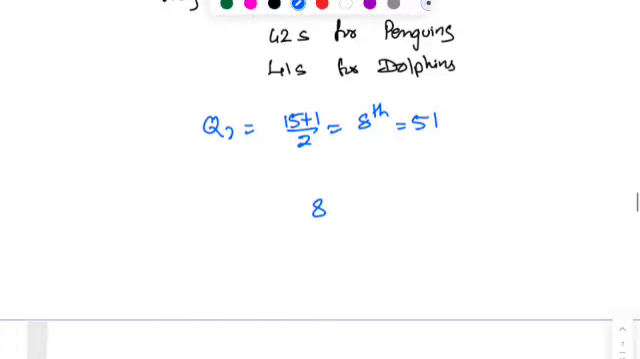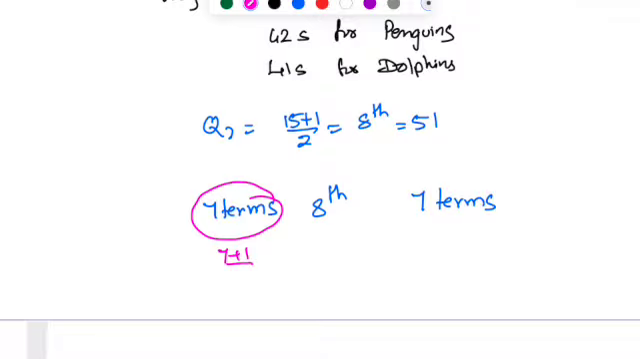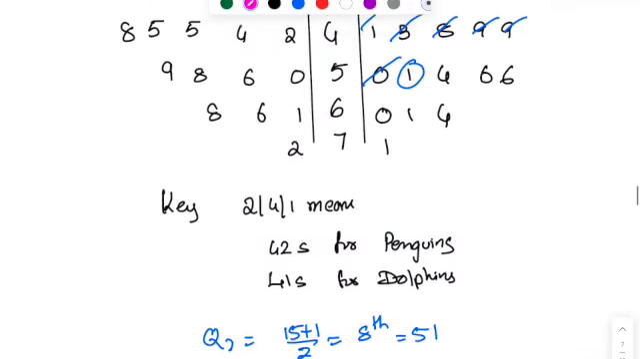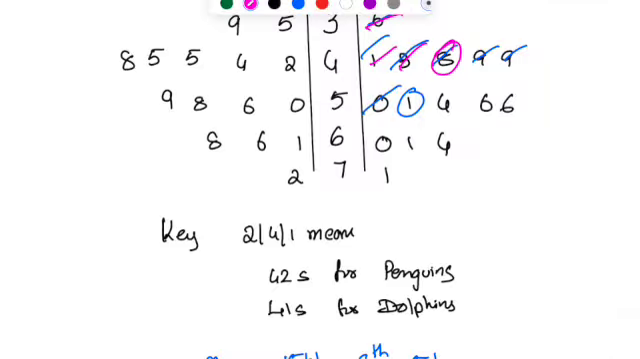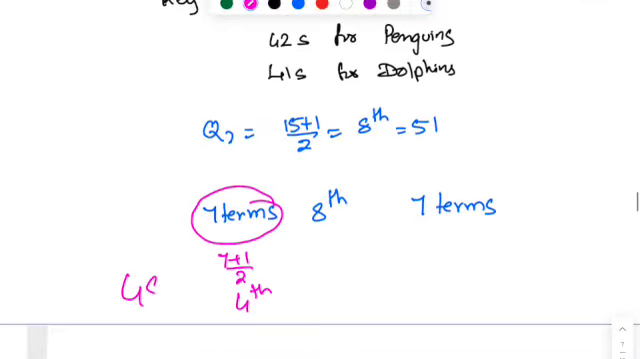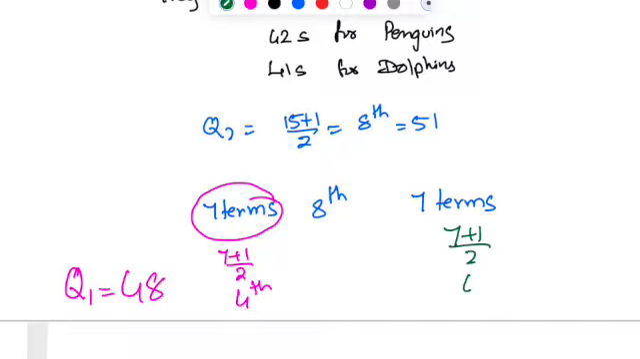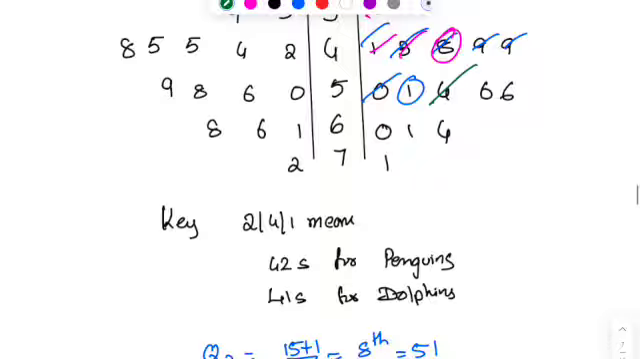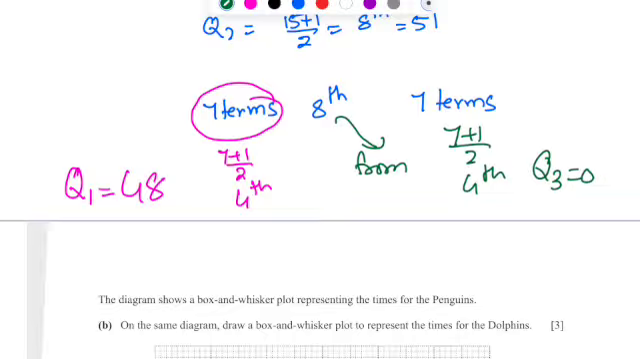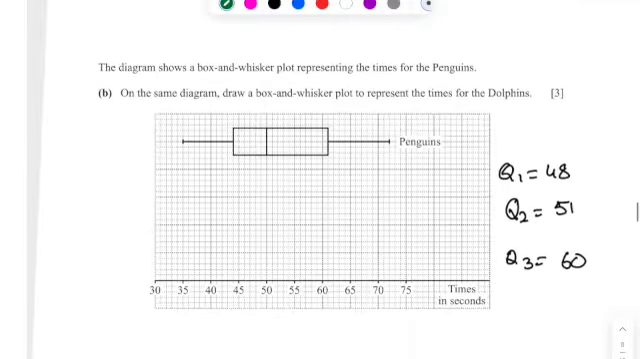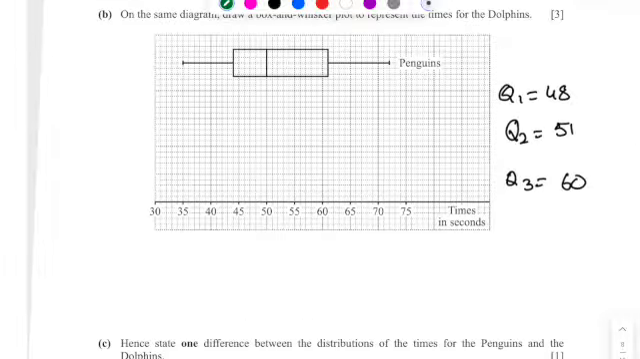Now, the 8th term is over here. So 7 terms are on your left hand side and 7 terms are on your right hand side. Now, the middle term, 7 plus 1 by 2, 4th term. 4th term is going to be Q1. 1, 2, 3, 4, which is going to be 48, which is Q1. Now, same is the case, 7 plus 1 by 2, 4th term, 4th term from the 8th term. So 1, 2, 3, 4, which is going to be 60. Q3 is going to be 60. So now plot that one. For dolphin, Q1 is at 48.